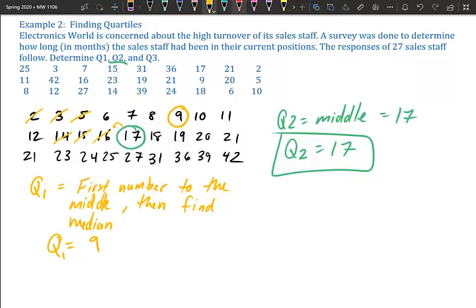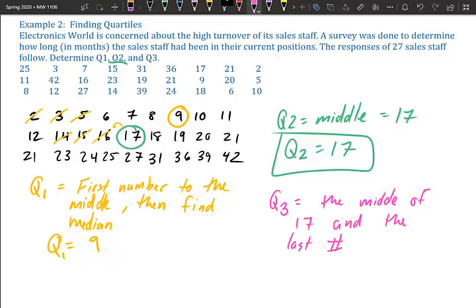And then our last that we need to find is Q3. So Q3 is kind of like the opposite of Q1. So Q3 is the middle of 17 and the last number. So we're going from here to here, and we just cancel out as we go. And the middle of that part, that number, is 24. So Q3 is 24.